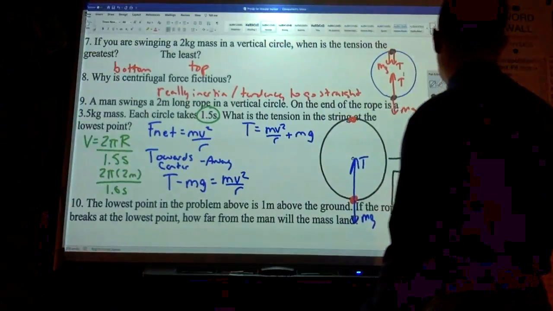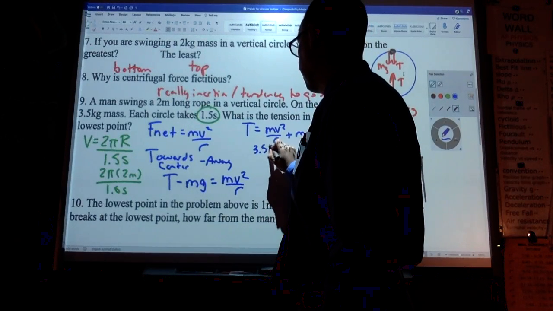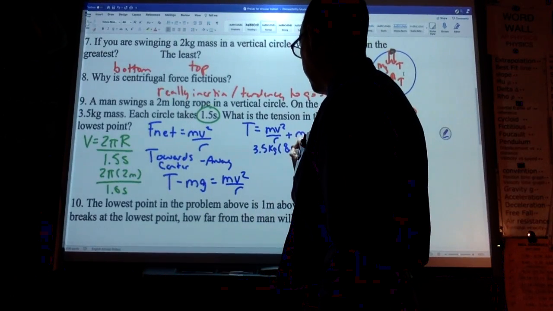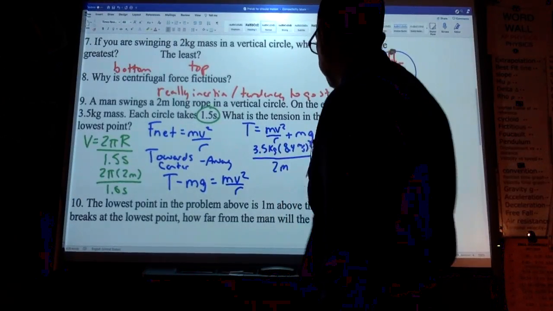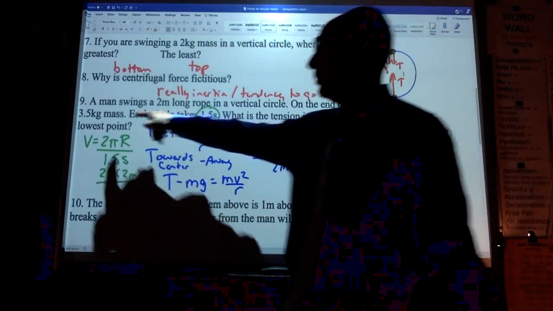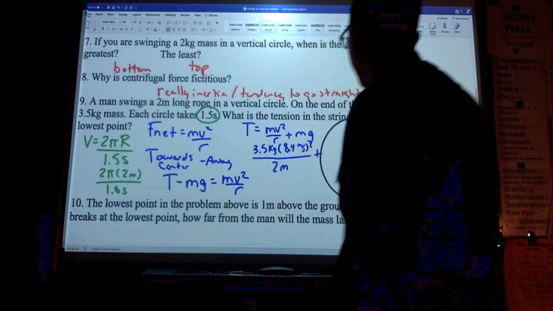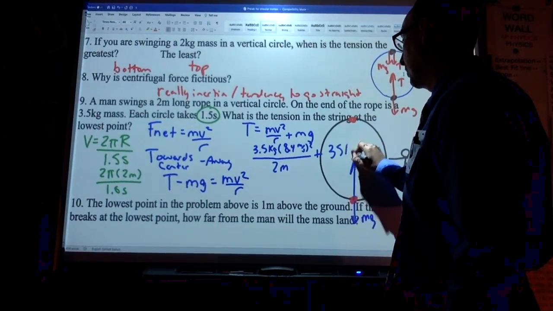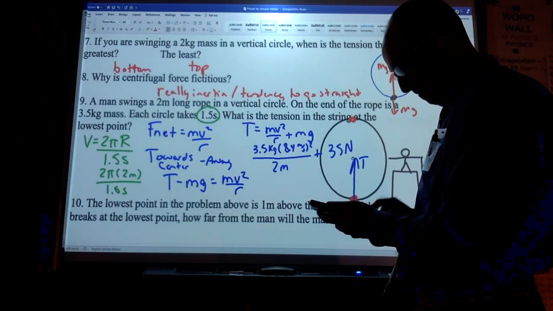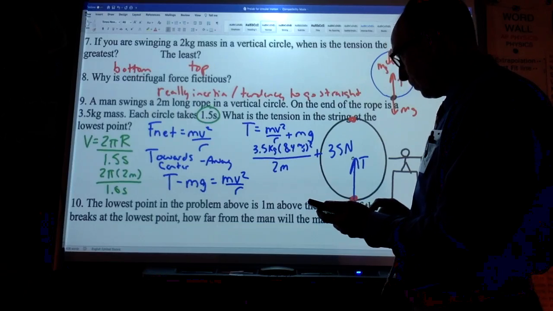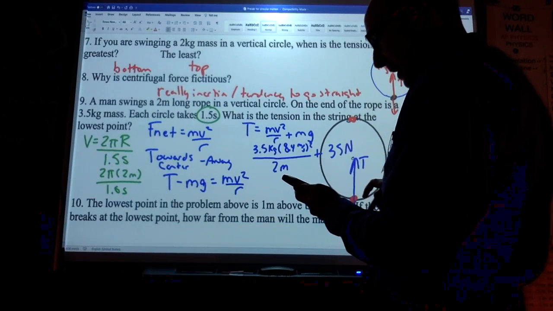So now I can substitute this in. I know my mass is 3.5. We calculated a velocity that was 8.4. That's squared. Our radius is 2 meters, and I'm adding this to the weight of the 3.5 kilogram mass. A 3.5 kilogram mass is going to weigh 35 newtons. Just multiply it by 10, right? And I got 158.5.